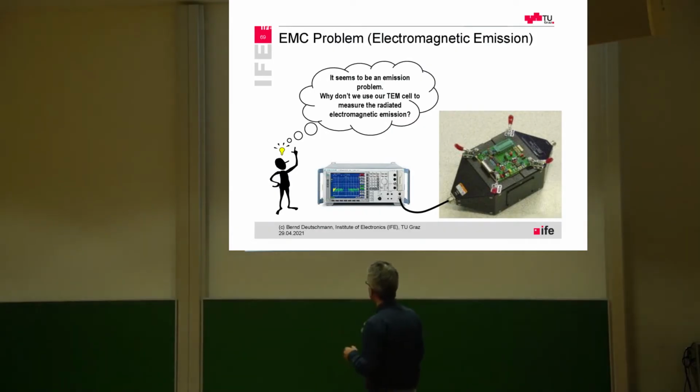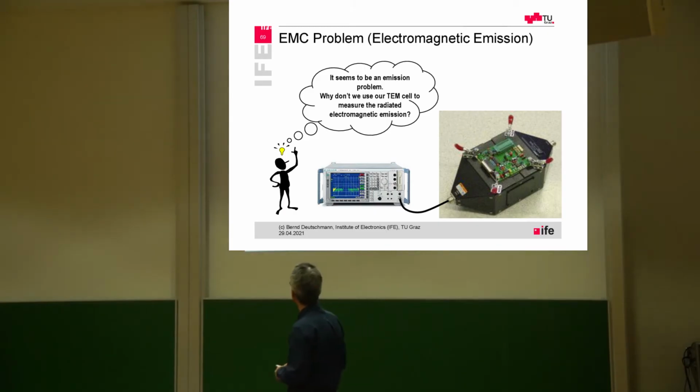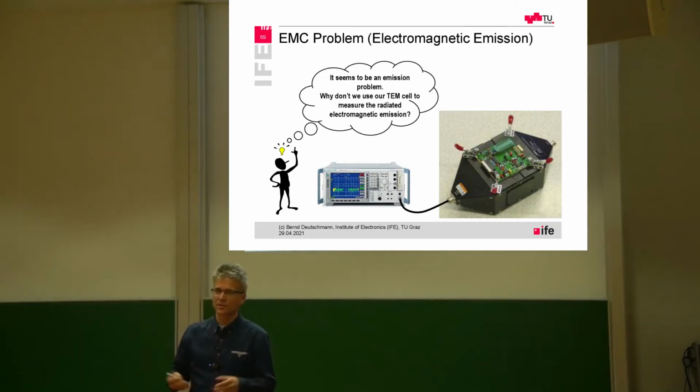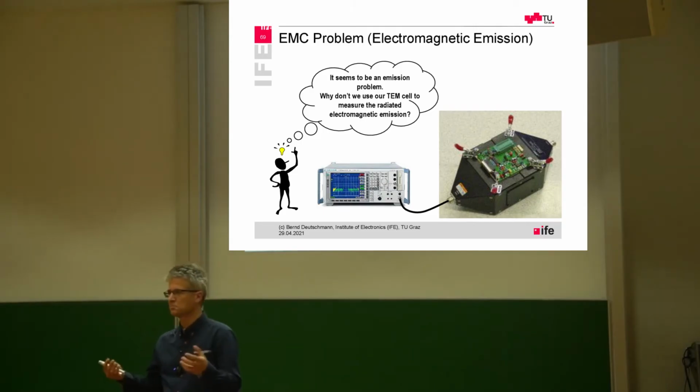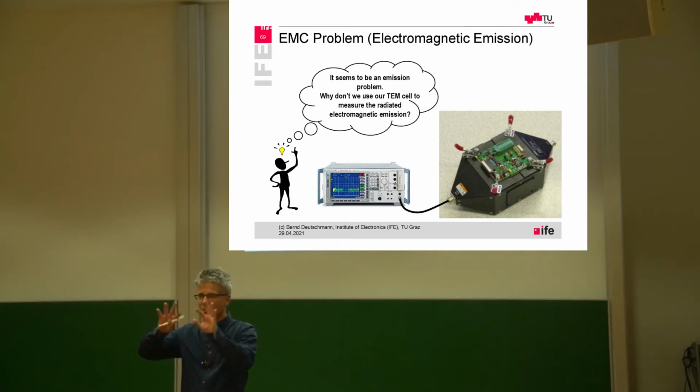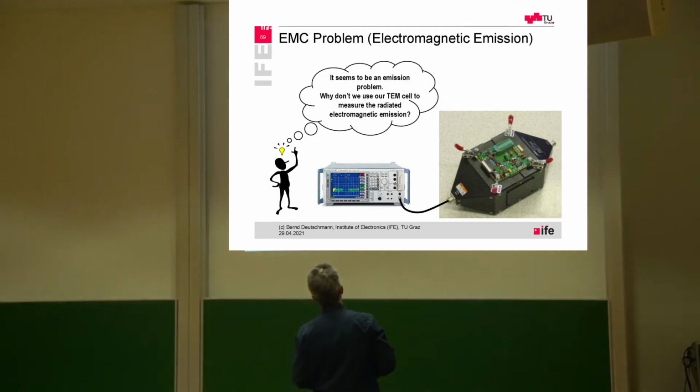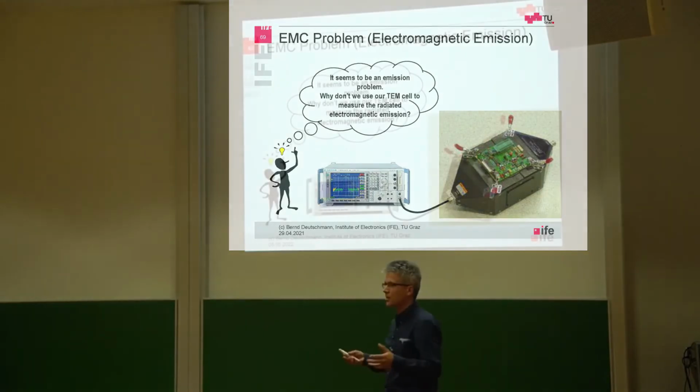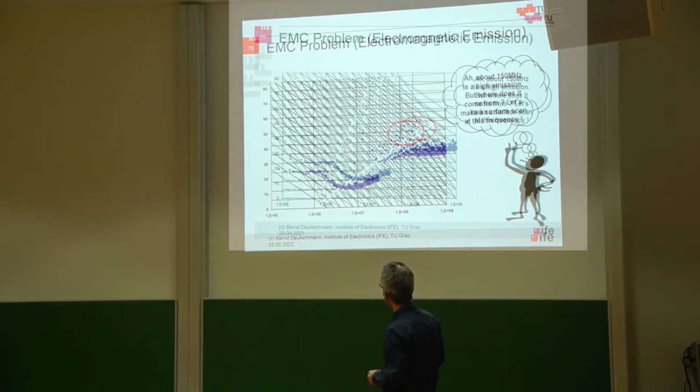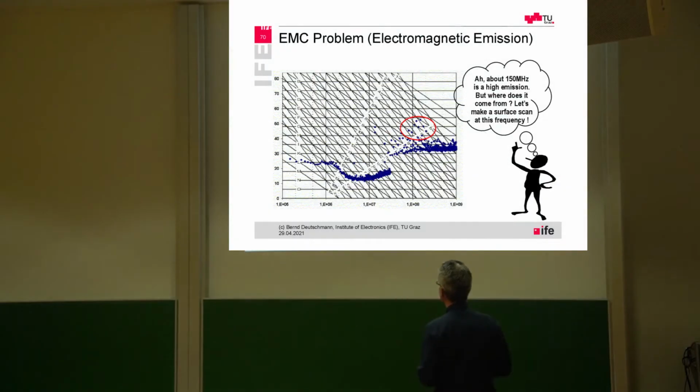And then finally, we figured out that it seems to be an emission problem. So why don't we use the TEM cell to characterize the electromagnetic emission of the whole IC? So we are taking a kind of electromagnetic fingerprint of the IC to see in which frequency ranges we have problems. Therefore, the first step was very often making a TEM cell measurement. And this was one of the measurement results that we got.